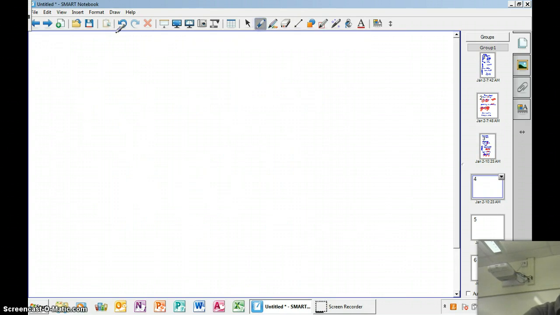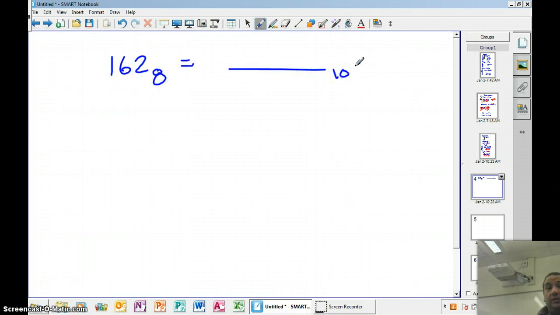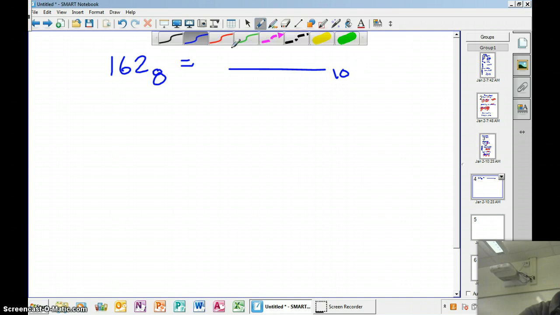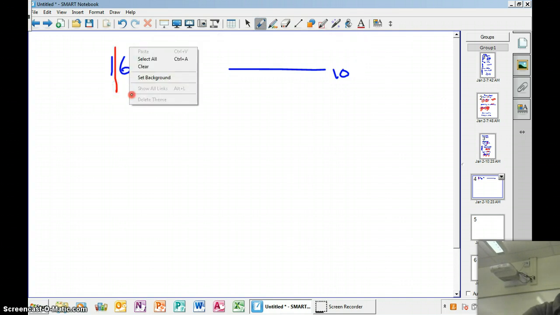So let's take something like 162 in octal and see what that is in base 10. Once again, we're going to use binary, and we're going to actually do the opposite of what I just did. Let's follow my opposite thinking. I'm going to break the digits up.